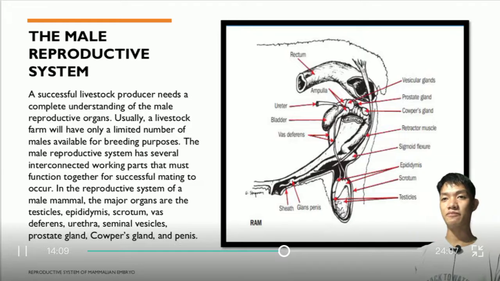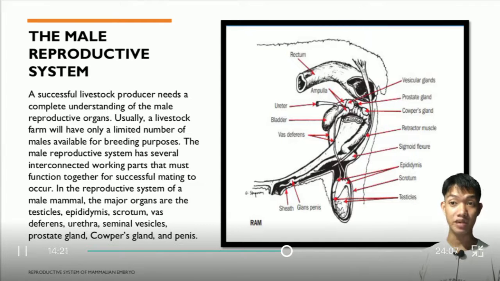So, the male reproductive system. A successful livestock producer needs a complete understanding of the male reproductive organs. Usually a livestock farm will have only a limited number of males available for breeding purposes. The male reproductive system has several interconnected working parts that must function together for successful mating to occur. In the reproductive system of a male mammal, the major organs are the testicles, epididymis, scrotum, vas deferens, urethra, seminal vesicles, prostate gland, Cowper's gland, and penis.